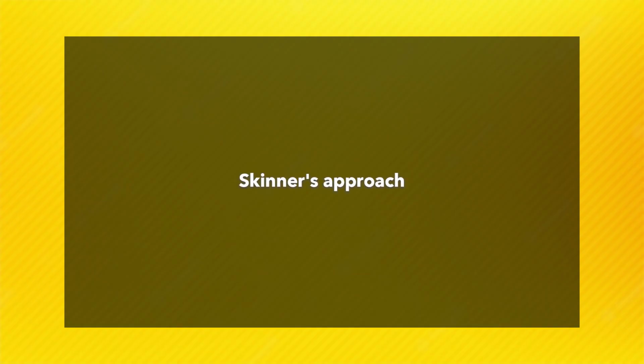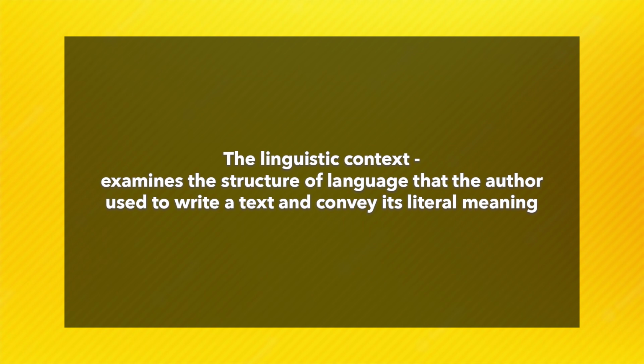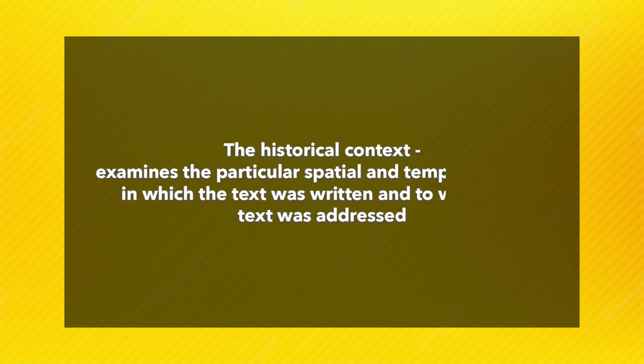Now we will discuss Skinner's approach. His own method takes two contexts into account. One is the linguistic context, which examines the structure of language that the author used to write a text and convey its literal meaning. Second is the historical context, which examines the particular spatial and temporal setting in which the text was written and to which the text was addressed.